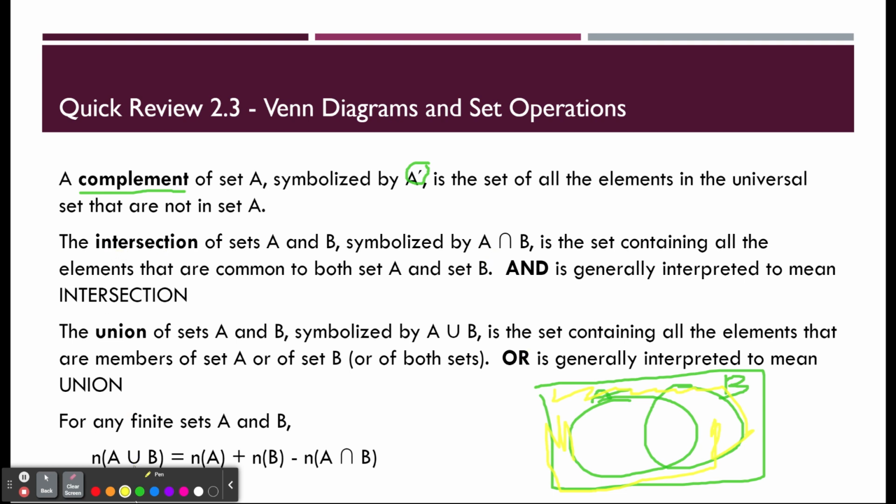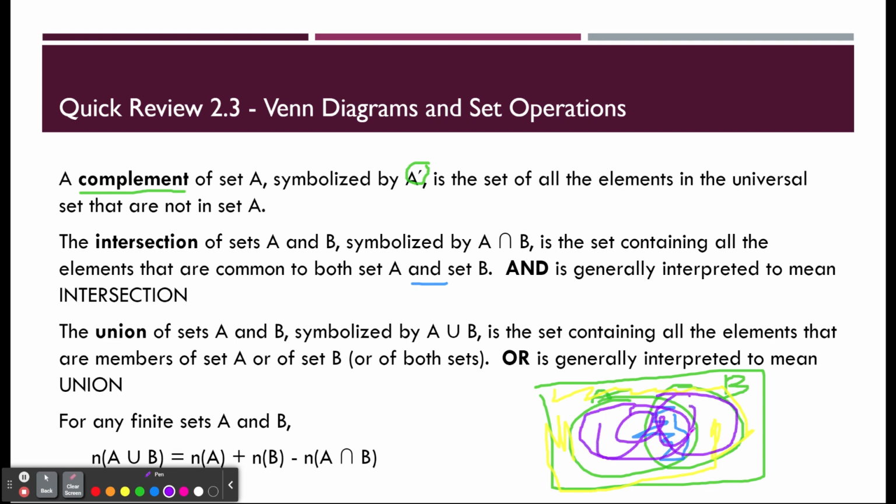Intersection, this is the place where these two sets intersect. So that would be, if I use blue here, this is the intersection. This is where they're actually going to intersect. We say and, so it's got to be in A and B. Union of sets A and B, symbolized by A union B, contains elements that are members of set A or of set B or of both sets. So that's seen as the or feature, and that's going to be like all of this plus all of this.